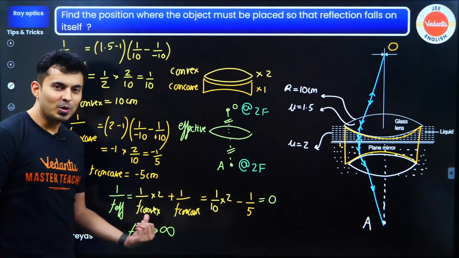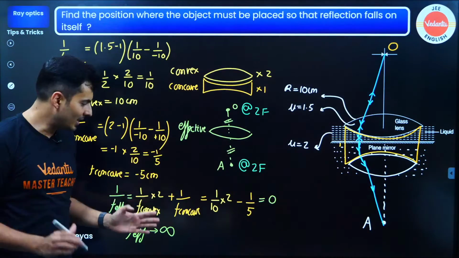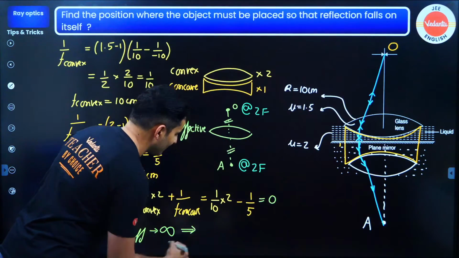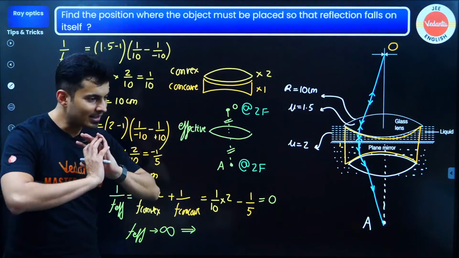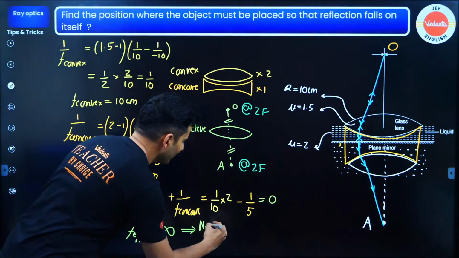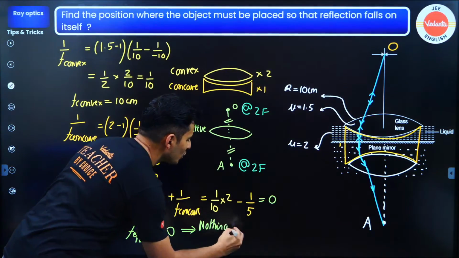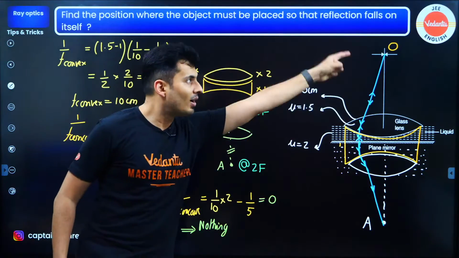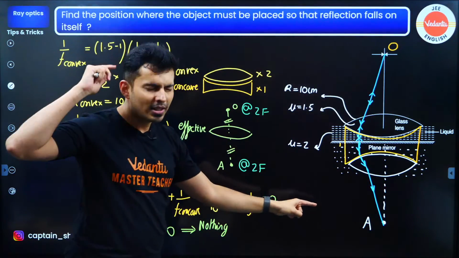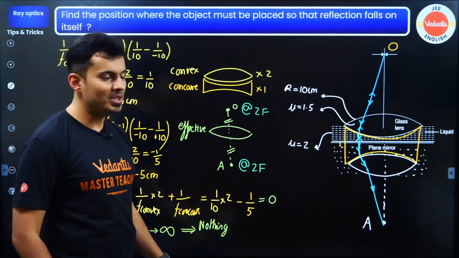Focal length is tending towards infinity. That means it is just going to be like not even a lens, not even a mirror, nothing. There is nothing over there. Think of nothing over there. So this means that you are not going to get any position where the object will form, the image will be formed on the object itself.